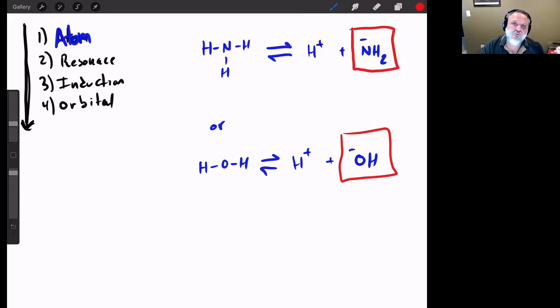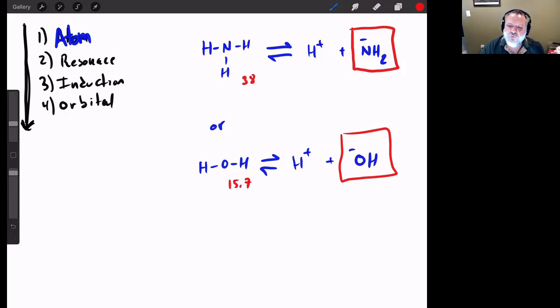Because the charge is more stable in hydroxide than it is in amide, we're going to say that the water would be a stronger acid than the ammonia. And we know that because one of the things we do know is that the pKa of that is 38, and the pKa of this is 15.7. And so, we know from pKa values that indeed it is stronger.